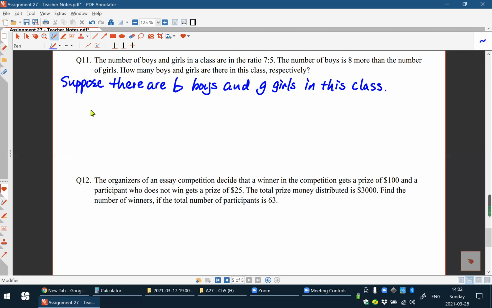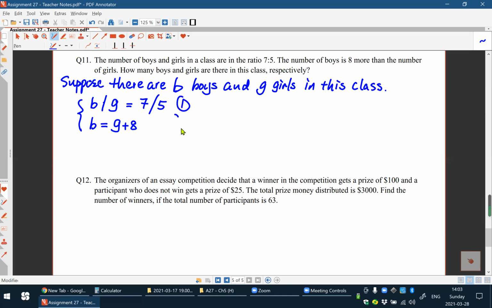So what information do we have here? First of all, we know the ratio of B and G, right? B to G. We can either use this sign as well, right? B to G is 7 to 5. Next, we know that the number of boys is 8 more than the number of girls. So B is G plus 8, right? Again, two variables, two equations. We should be able to find B and G, right?